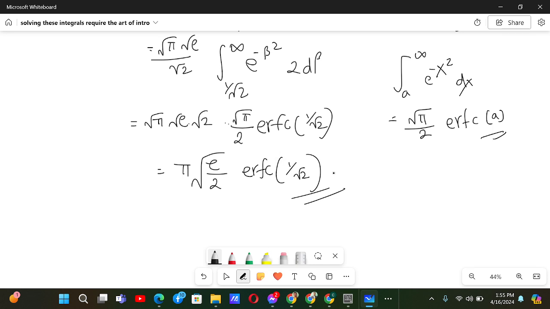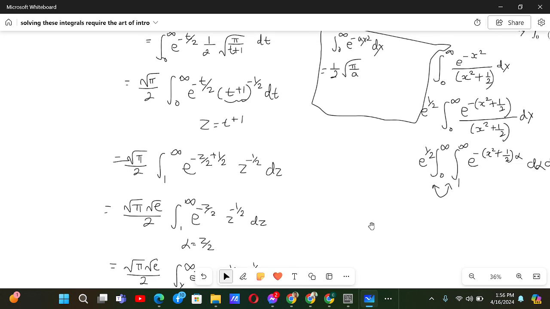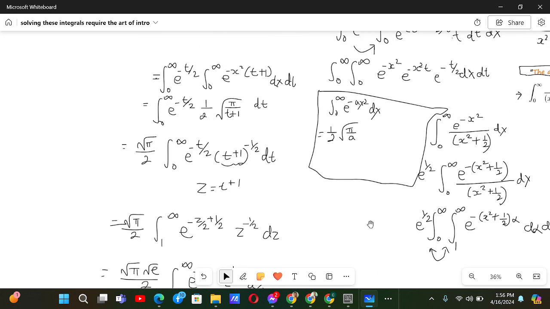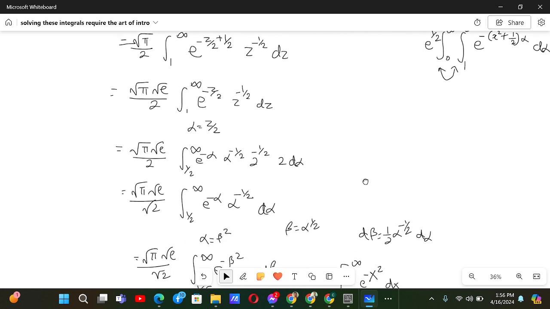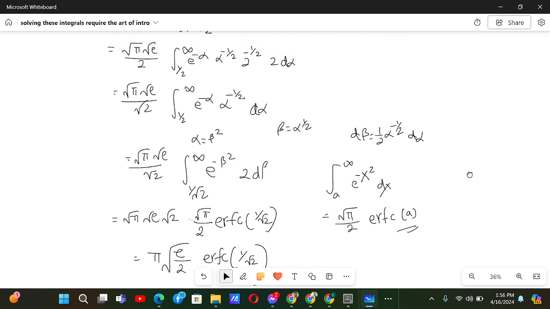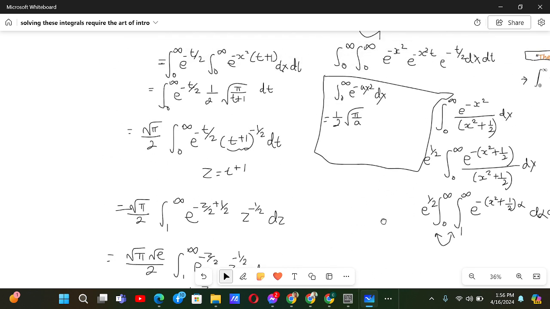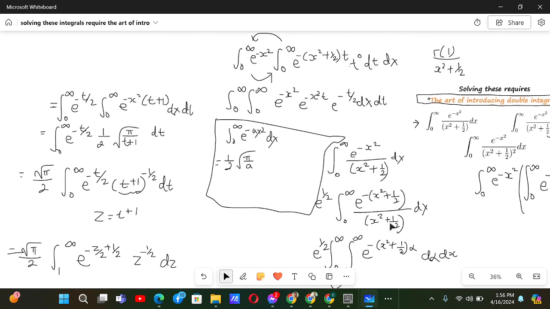Let me check it. Pi root e by 2 root 2 or 1 root 2. Okay, so we did this one. This one was slightly long, but after we introduced the double integral and interchanged the integrals, it wasn't complex. Just some substitutions on the way. But yeah, that was it. I hope you got it. Now let's go to another integral.